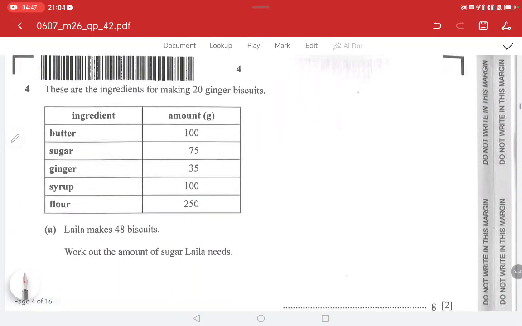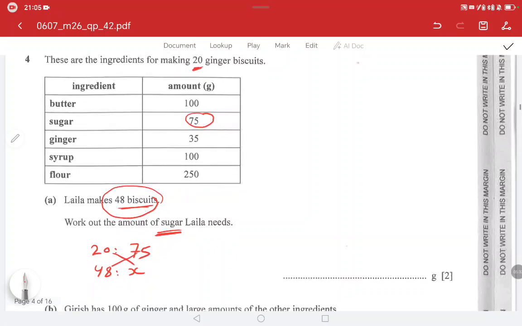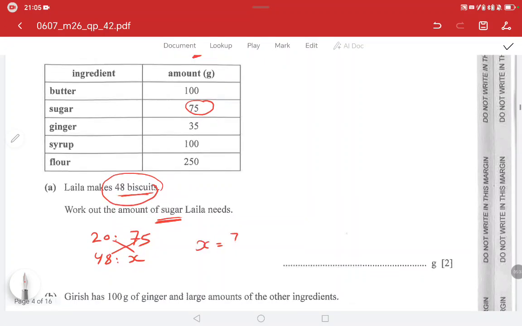Okay, next question, question 4. Here we are talking about ingredients, and they said to make 20 ginger biscuits you have those ingredients. How about 48? So read the question very well. If you want to make 20 biscuits, the sugar you need is 75, the amount of sugar. How about 48? So 48 will give me x. Let's cross multiply. So in this case, x equals 75 times 48 divided by 20. So the answer is 180.